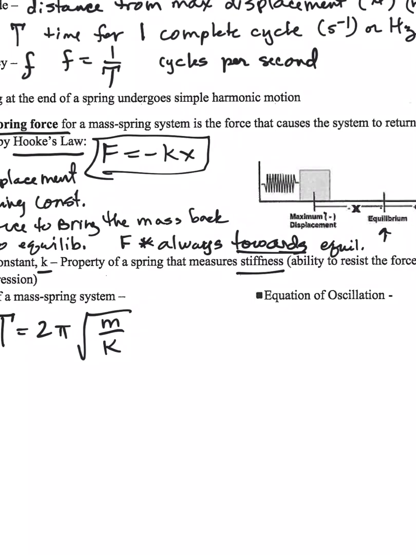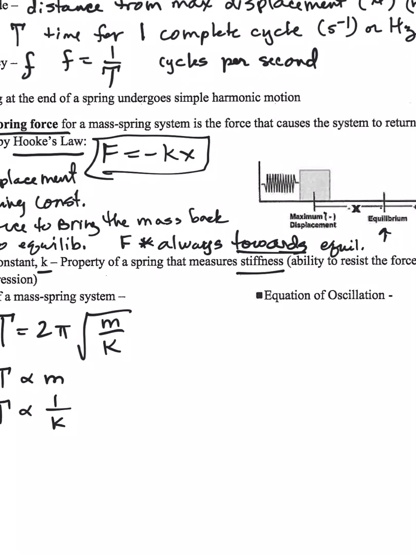Now, period is proportional to mass. And period is proportional to 1 over K, isn't it?